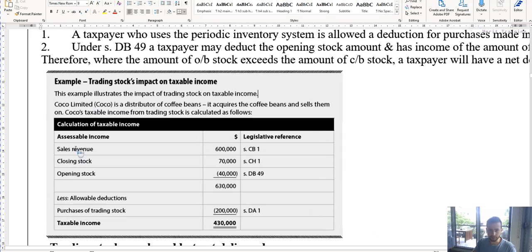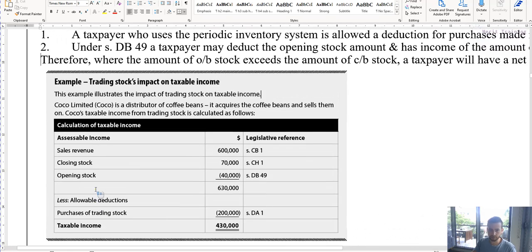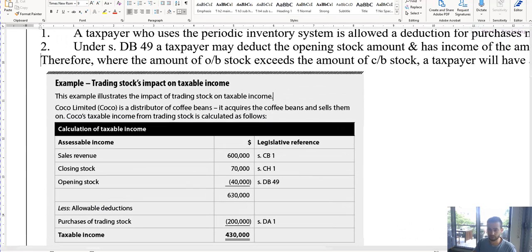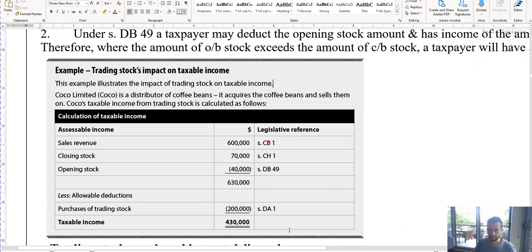So here's an example here. It's good to look at an example of how this works for trading stock because it can be a little bit confusing. And it also tells us the legislative references, which is handy. So in this situation, we've got a company which operates the distribution of coffee beans. And during the year, they've sold coffee beans of $600,000. And they figured at the end of the year, the value of their closing stock is $70,000. And at the beginning of the year, the value of their opening stock was $40,000. And throughout the year, they've also purchased $200,000 worth of stock.